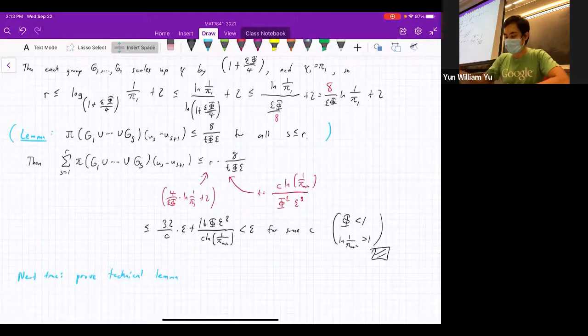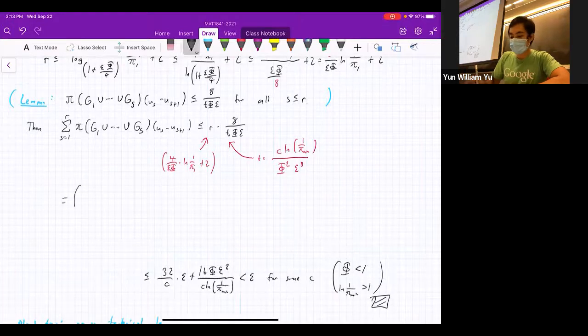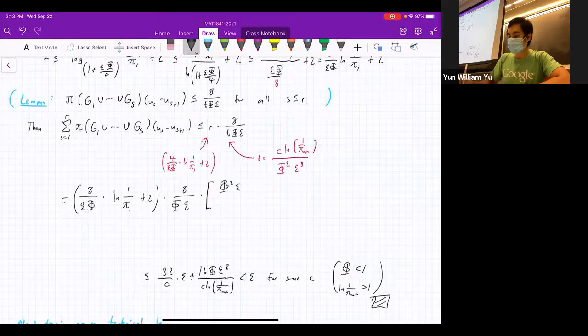So let's actually work through this. We have r times 8 over t phi epsilon. That's going to be equal to 8 over epsilon phi times log of 1 over pi 1 plus 2 times 8 over phi epsilon. And then we substitute in for t. That's going to give us phi squared epsilon cubed over c log of 1 over pi min.